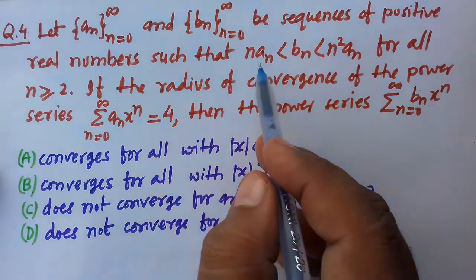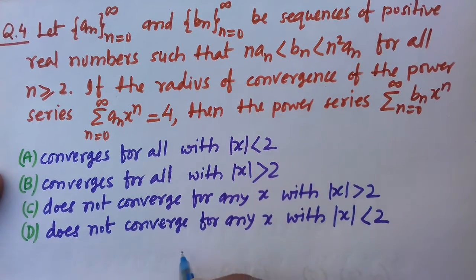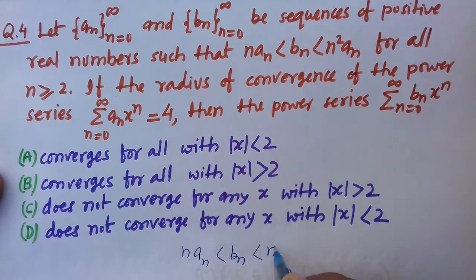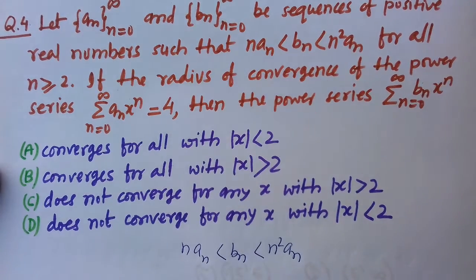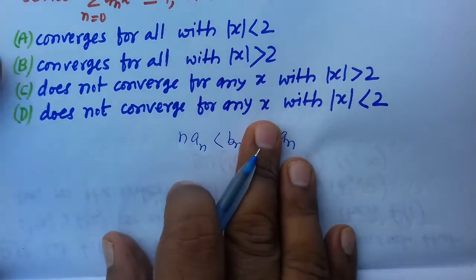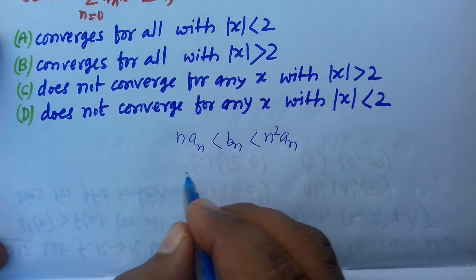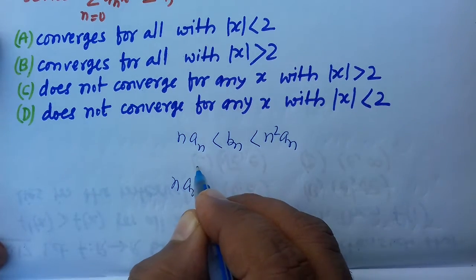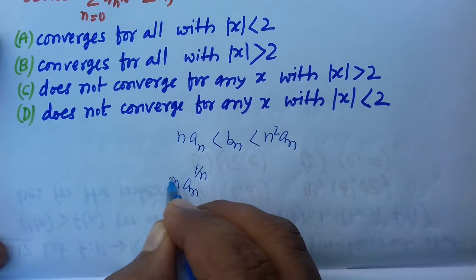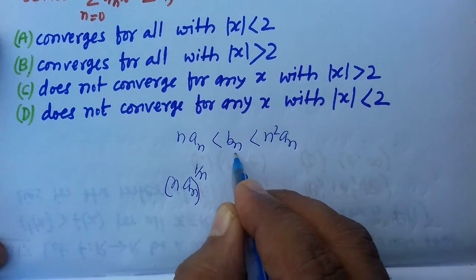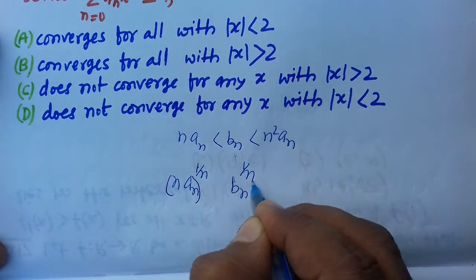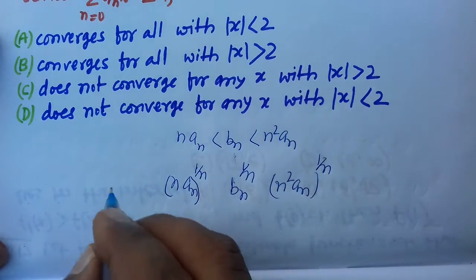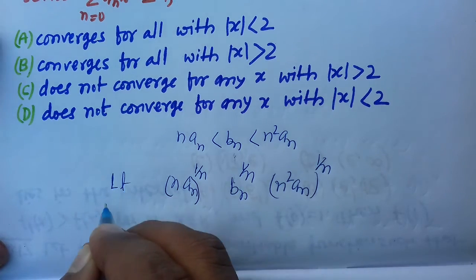Let us take this inequality, that is n a_n ≤ b_n ≤ n² a_n. Now we take the 1/n power in all of them, so 1/n here as well, and n² a_n to the 1/n as well, and thereafter we let n tend to infinity.